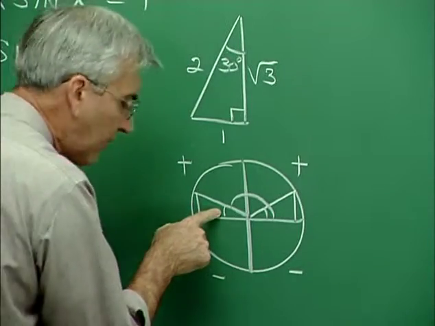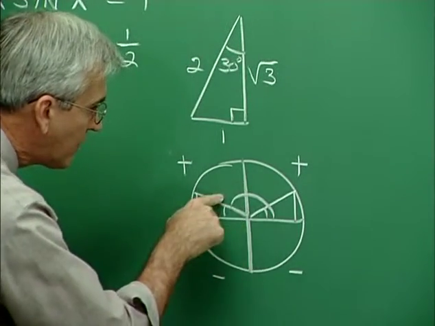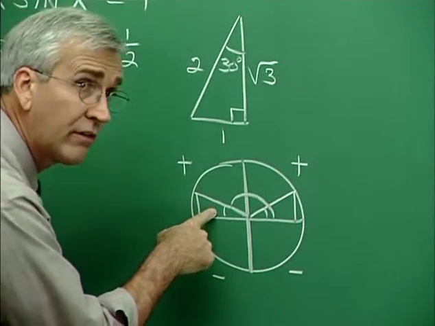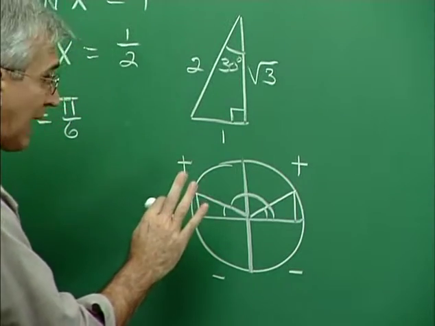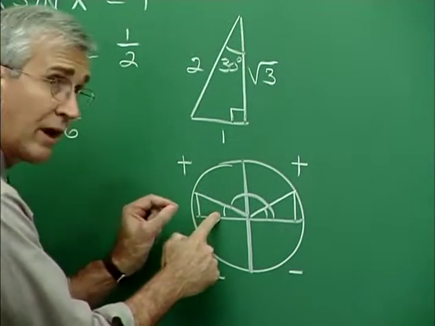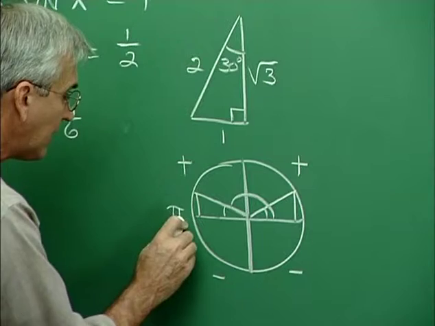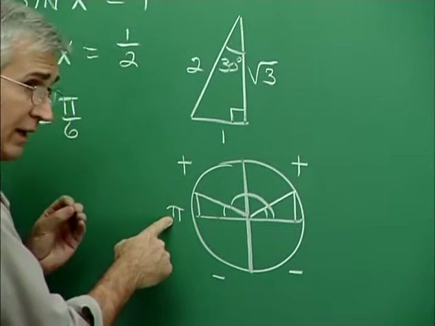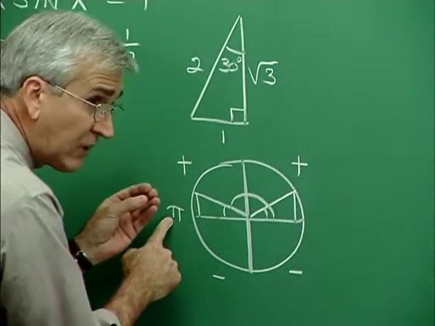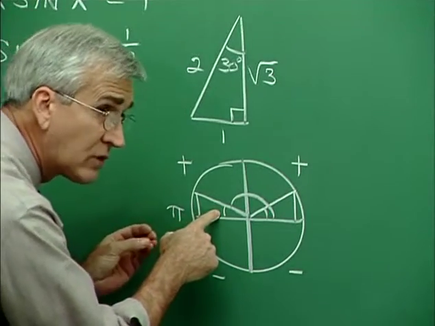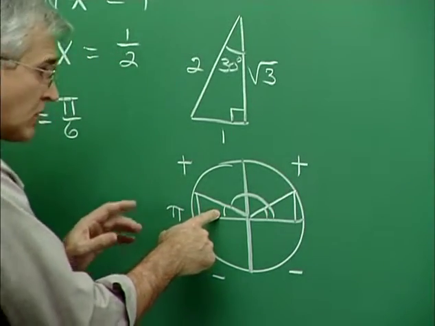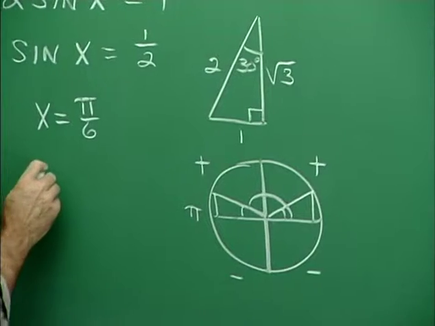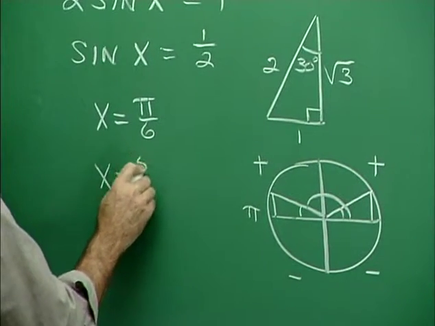Well, let's see. If we're talking 30 degrees, then this angle would be 180 minus 30, or 150 degrees. If we're talking about pi over 6 for the reference angle, and we know it's pi up to here, then it's 6 pi over 6 minus 1 pi over 6, which is 5 pi over 6. So an angle of 5 pi over 6 would also make this true.